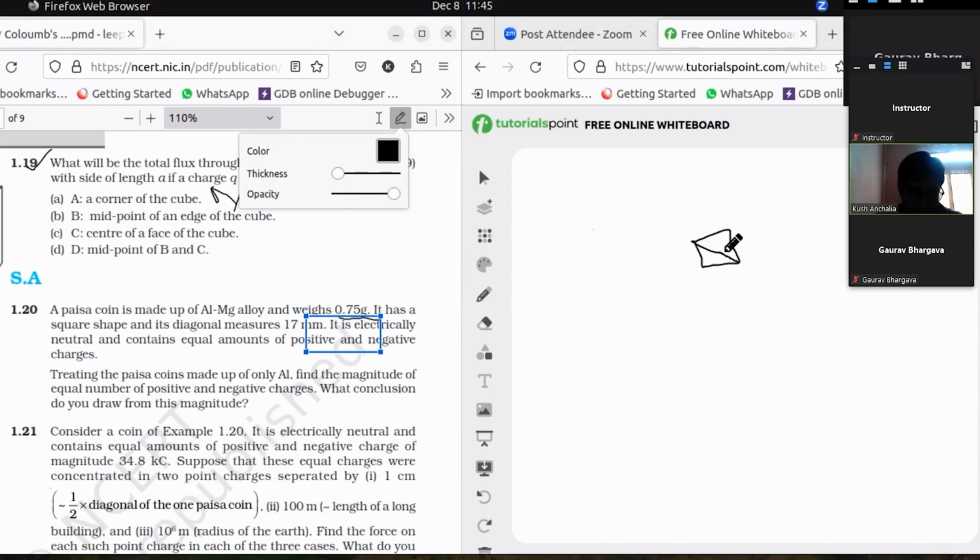It weighs 0.75 g. It is electrically neutral and contains equal amounts of positive and negative charges. Treating the paisa coin as made up of only aluminium, find the magnitude of equal number of positive and negative charges. What conclusion do you draw from this magnitude? I didn't get this one. It has some dimensions. It is electrically neutral and contains equal amounts of positive and negative charges.